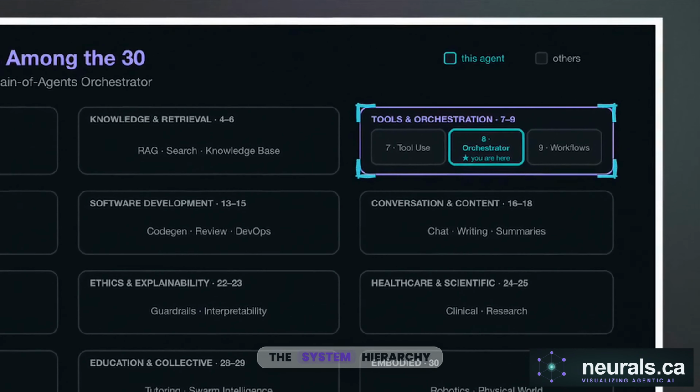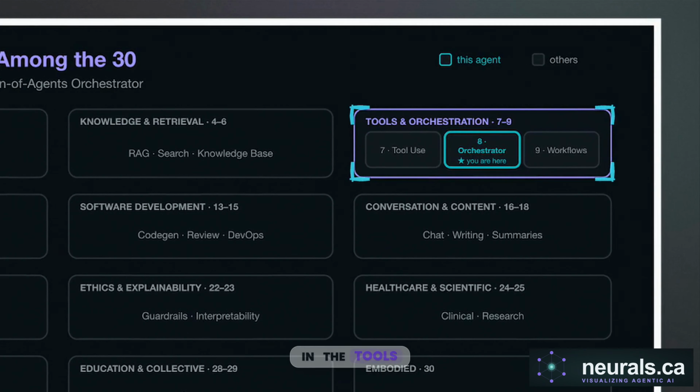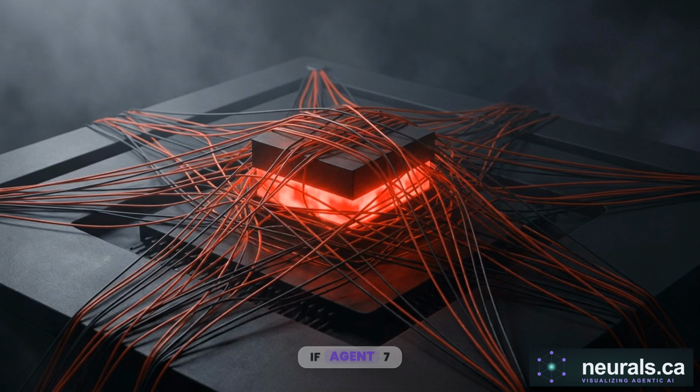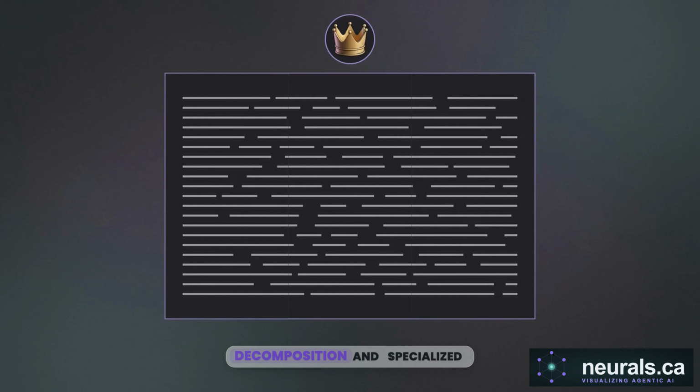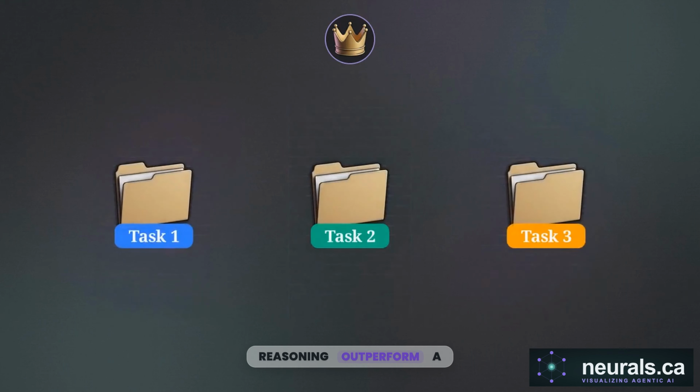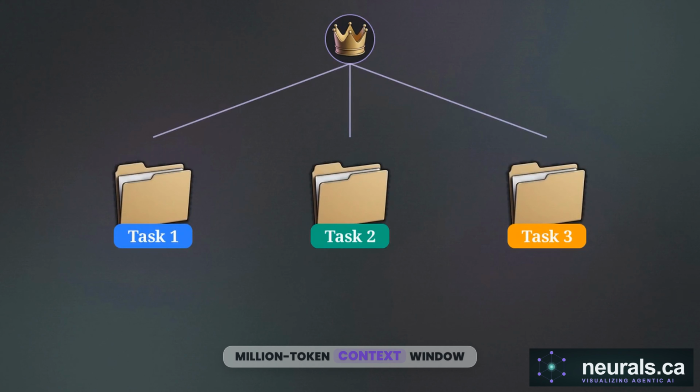Looking at the system hierarchy, we are firmly in the tools and orchestration tier. If Agent 7 gave a single brain a pair of hands, Agent 8 replaces that single brain with a highly coordinated team of specialists. We reach a point where task decomposition and specialized reasoning outperform a million-token context window.